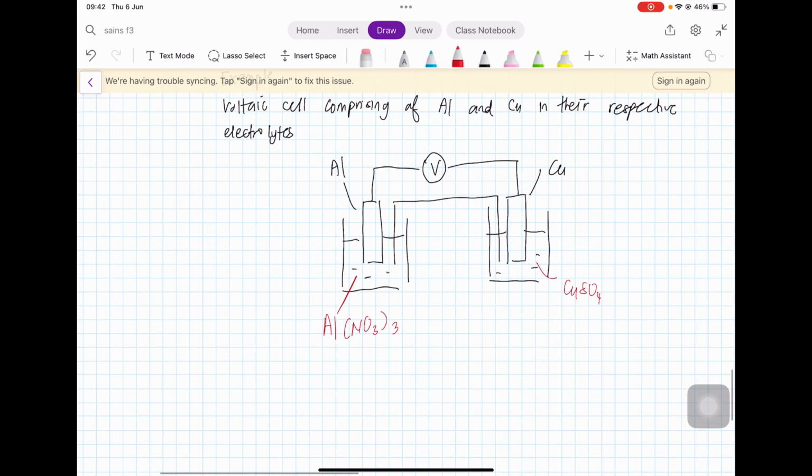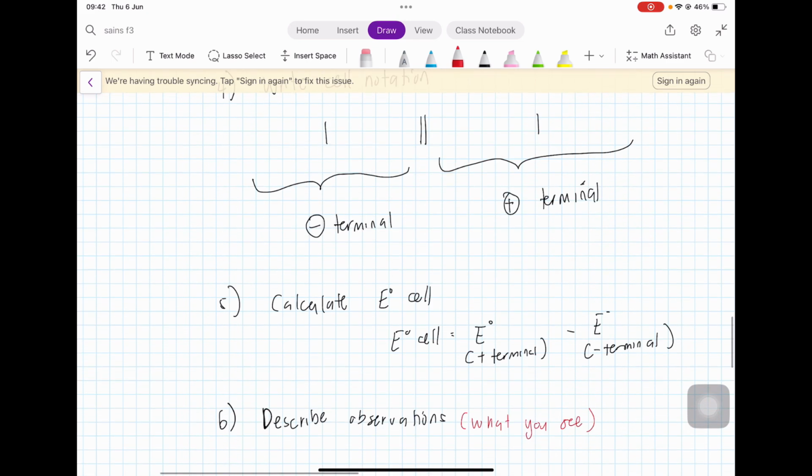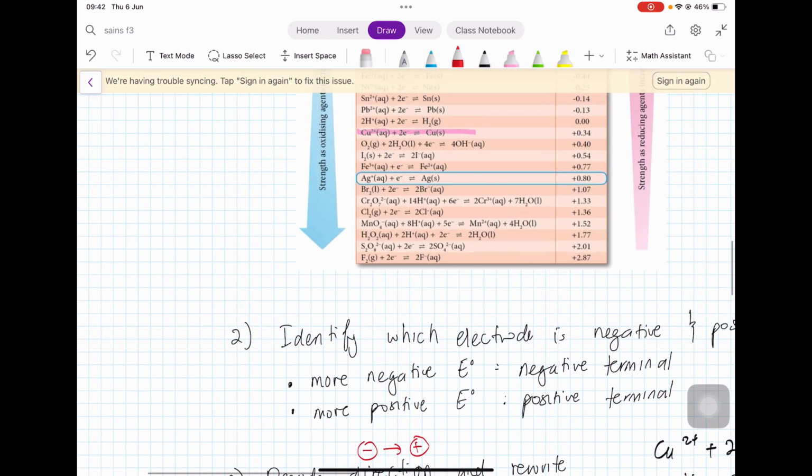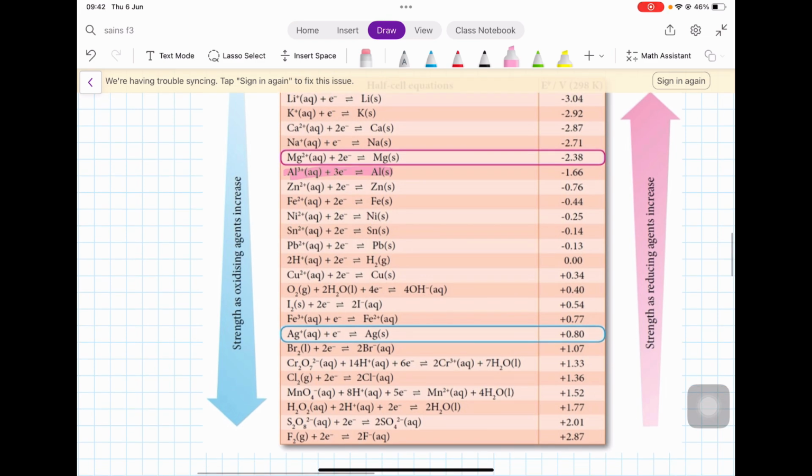Okay, so step 1 is to get our half cell equation, half cell equation from the table. So we have aluminium and copper, so we refer to this table. Okay, I padam dulu. So we look for aluminium and copper. I see aluminium here, and I see my copper here. And also we will get the E naught value.